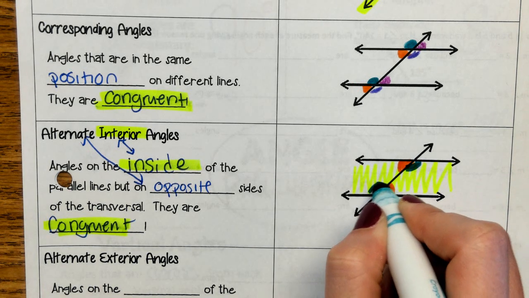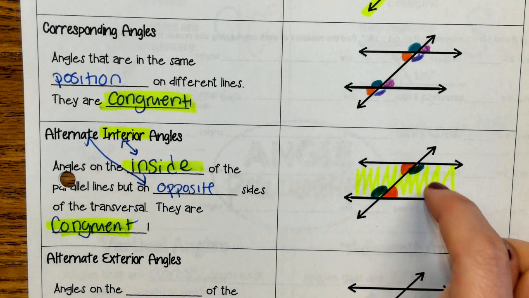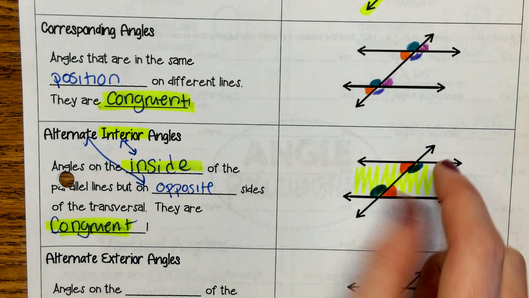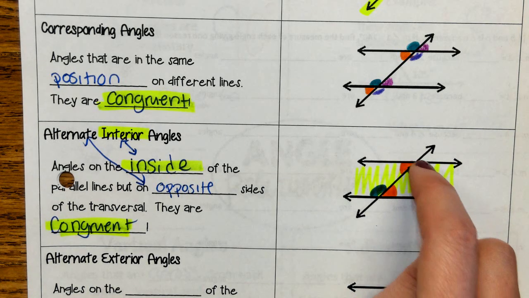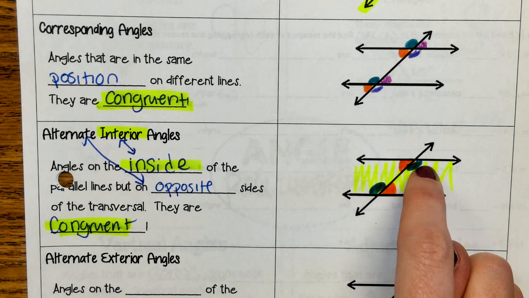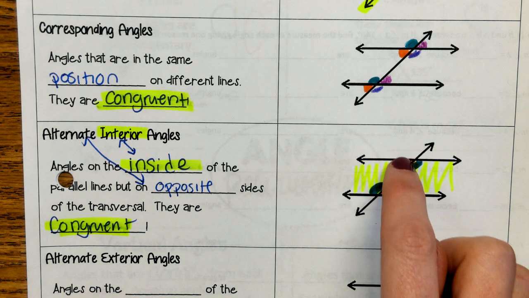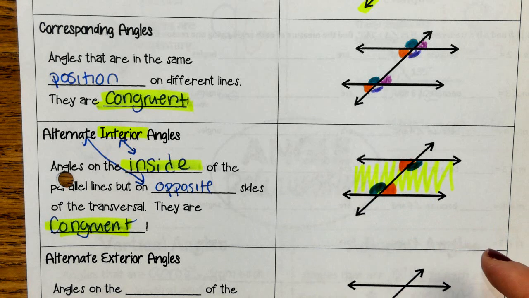These bluish-green angles are your other pair of alternate interior angles. They're on the inside in the yellow part, on opposite sides of the transversal. One's on the left, one's on the right, and on different parallel lines. Because this big angle and this big angle are congruent. They're the same measurement. The little orange angle is congruent to the little orange angle. They're the same.